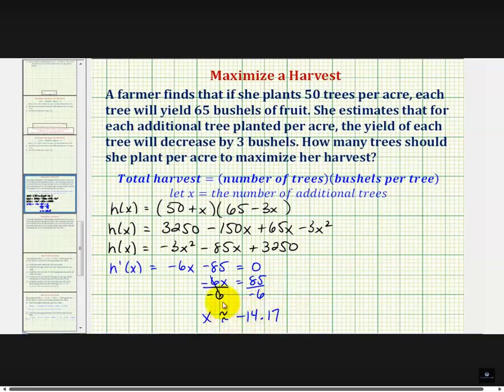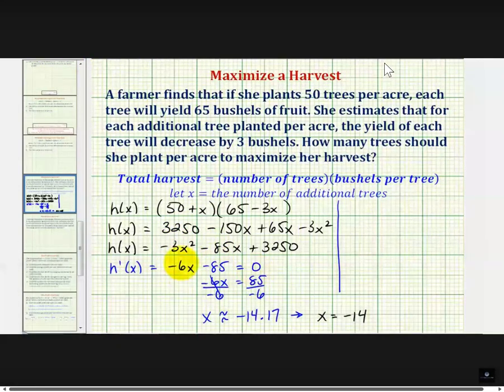And since x is a number of additional trees, we're going to round to the nearest whole number, so we'll use a critical number x equals negative 14. But we should still verify that the function is maximized, not minimized at this value. We should recognize that the harvest function here is a quadratic function with a negative leading coefficient, so we have a parabola that opens down, or a concave down function. Therefore, this x value would maximize the function. But we can also use the first or second derivative test. Let's use the second derivative test to verify the concavity.